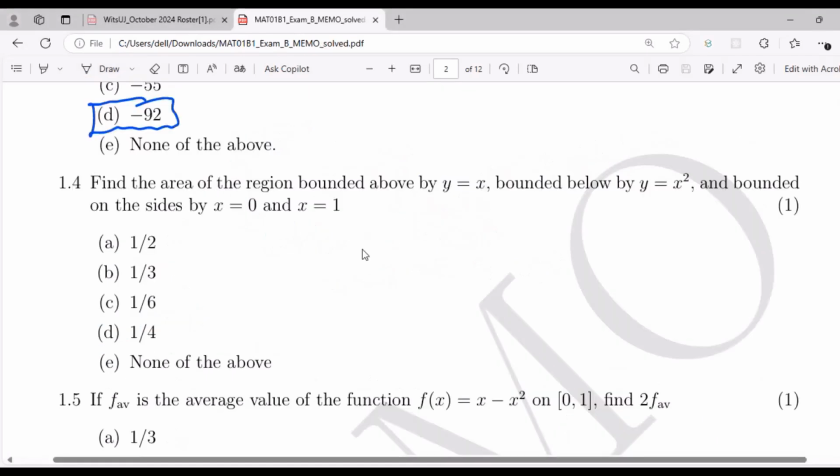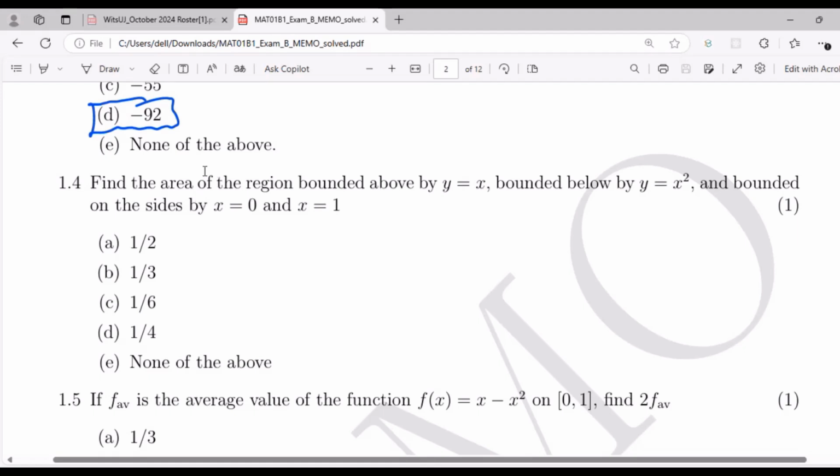If the area of the region bounded above by y equals x, bounded below by y equals x squared, and bounded on the sides by x equals 0 and x equals 1. The question is asking us to find... when you read something, the first question you should be asking yourself is: what am I looking for?